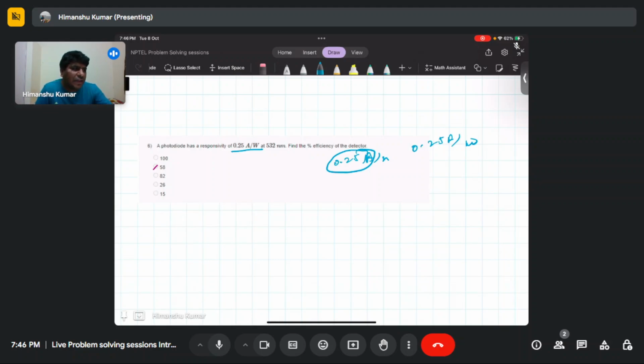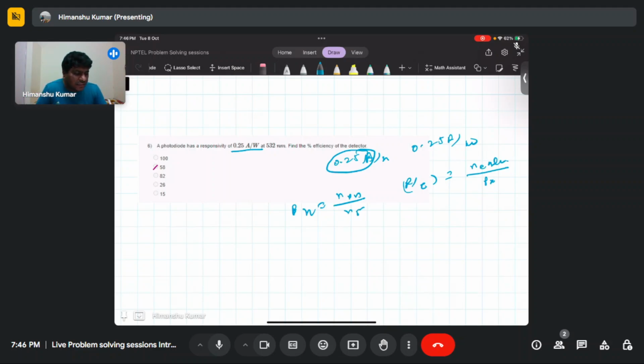So if you divide R by E, then you will get the number of electrons generated per unit input power, and basically from this electron count you can calculate the efficiency. Efficiency is basically the number of photons generated divided by the number of photons injected.